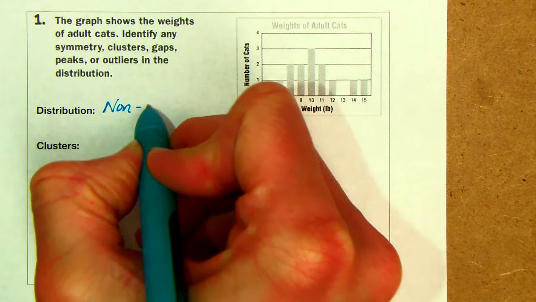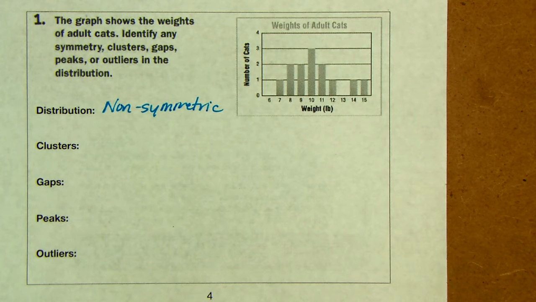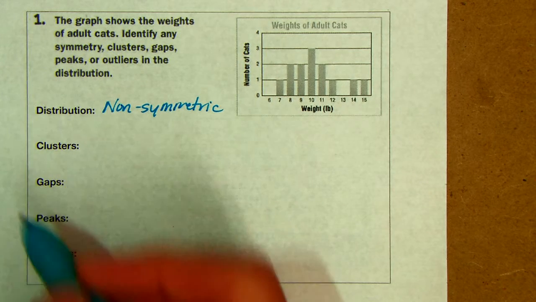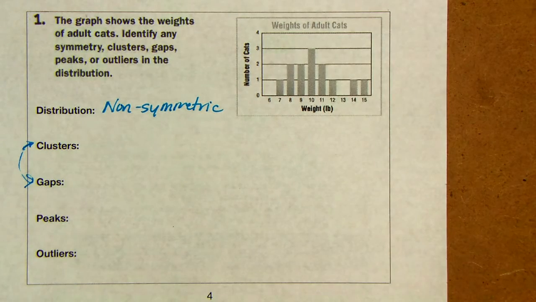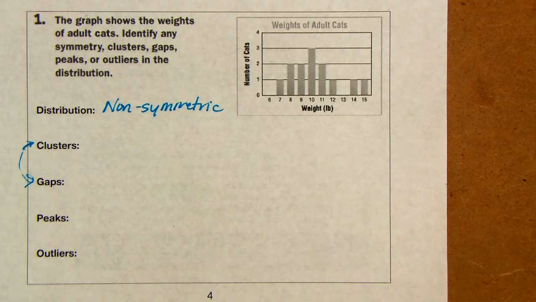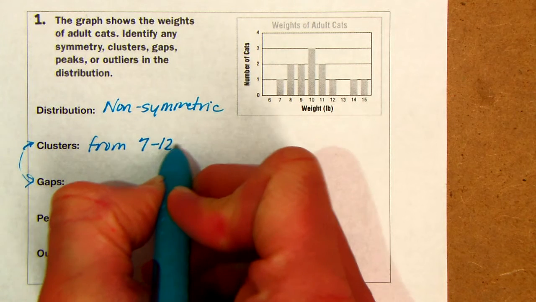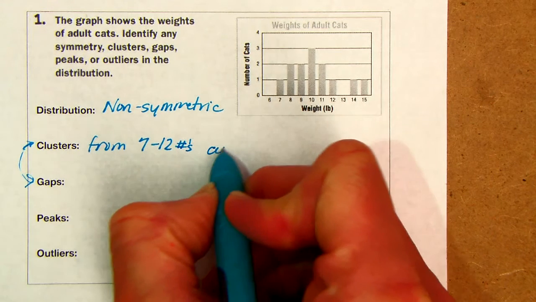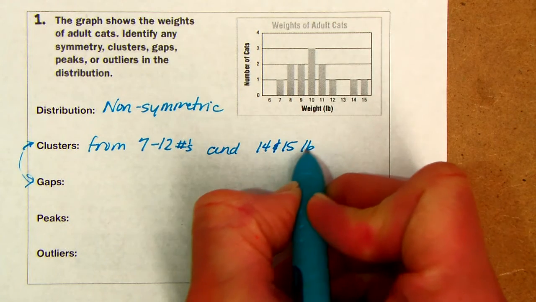The second thing we're going to talk about is clusters. Anytime clusters and gaps kind of go together, because if there's a cluster, there's probably a gap, because if there's a group bunched together, then there's probably a space between those groups. So I'm going to say we've got a cluster from 7 to 12 pounds and 14 to 15 pounds. There is definitely a gap then. Our gap right here is at 13 pounds.